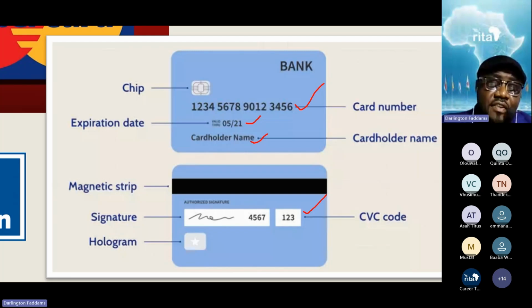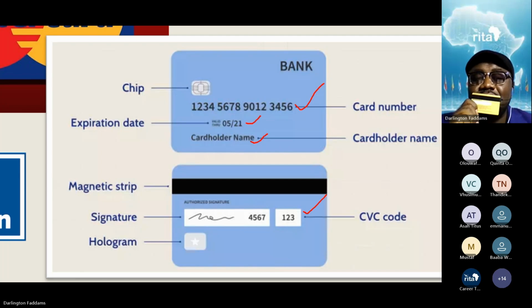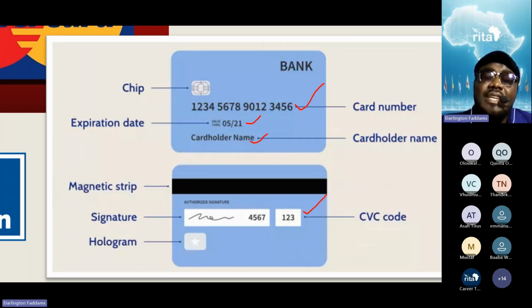Now, these 4 things, they are all written on the card. You can see the 16-digit number, the expiry date, and the name of the card holder on the card. If you turn to the back, you can see the CVV code also here. They are all on the card. What that means is that you don't really need to be holding the card. All you need are these details.